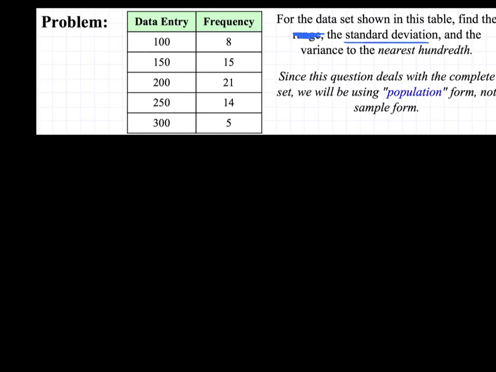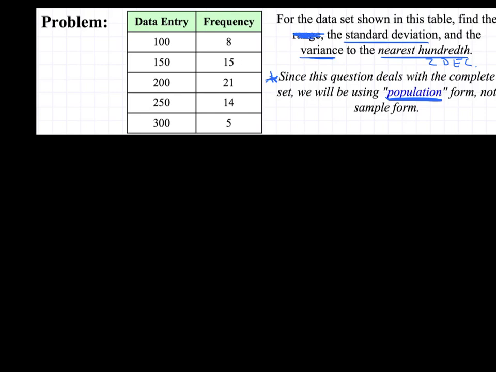Whoops, there we go. And then the variance. We're going to round our answers to the nearest hundredth, so we're looking for 2 decimal places. We'll make a note to ourselves there. Now, here's a key note to help you get used to this. Since the question deals with the complete set, the entire set, we're going to use the population form.